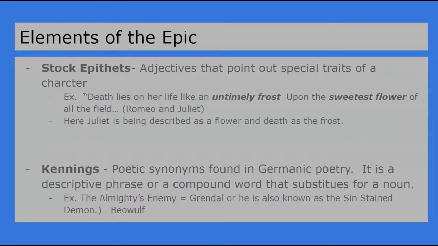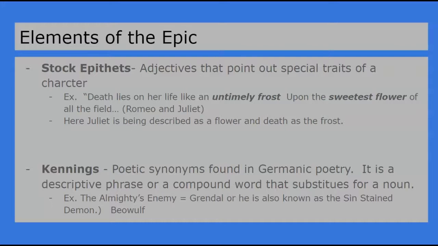Next, we have elements of the epics. We have two very important ones I want you to remember and we're going to look at throughout the reading of Beowulf. Stock epithets. Now, stock epithets are seen in other types of literature, as is our example below, but they are adjectives that point out special traits of character.